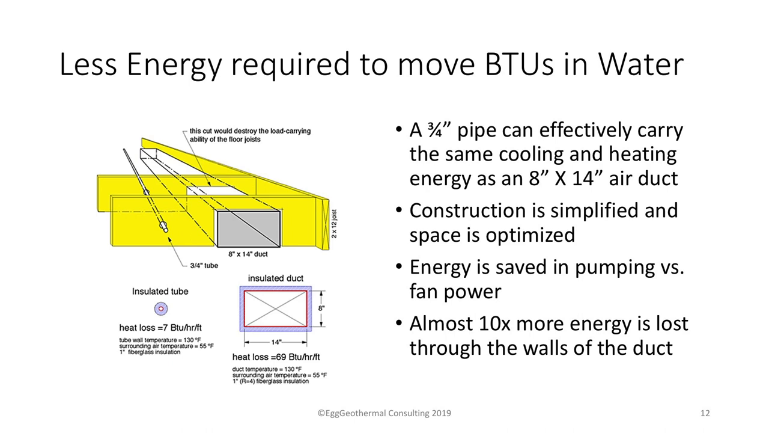Hydronics are a more efficient way, not only for that reason, but because of the fact that in that pipe you lose 7 BTUs per foot per hour. In that duct, you lose 10 times that amount. So when you're talking about larger systems, maybe a school or something, it's much more efficient to distribute your energy through the building through a hydronic pipe. It's actually more efficient than distributing energy through a building using refrigerant for several reasons.